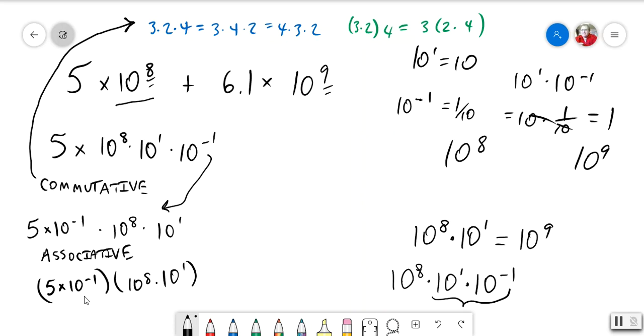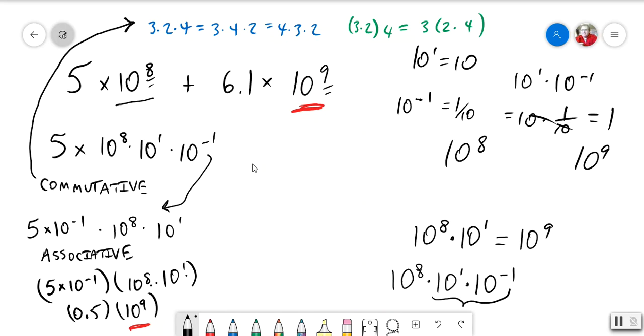Well, 5 times 10 to the negative 1 is 0.5. A negative exponent means you back up one place with a decimal. 10 to the 8th times 10 to the 1st is 10 to the 9th. Because remember, your rule is you add exponents. But look what's happened now. I now have the same exponent. Now we're good to go.